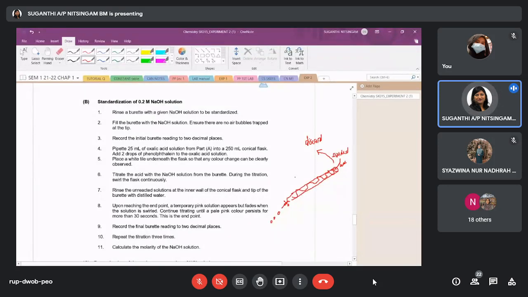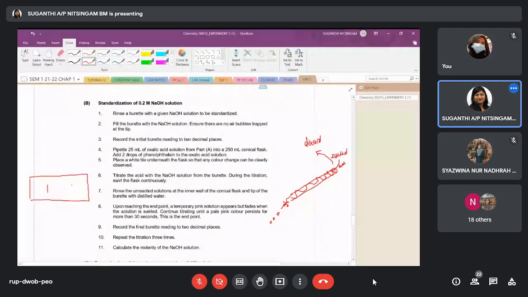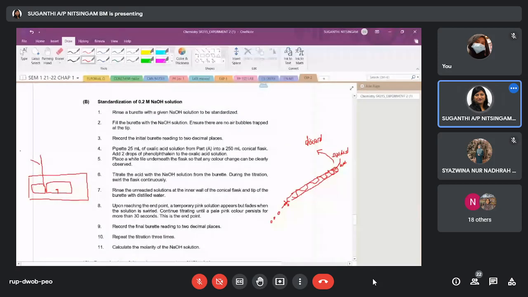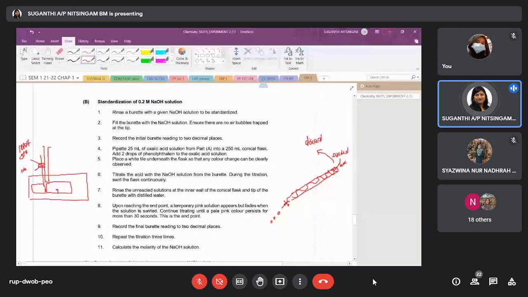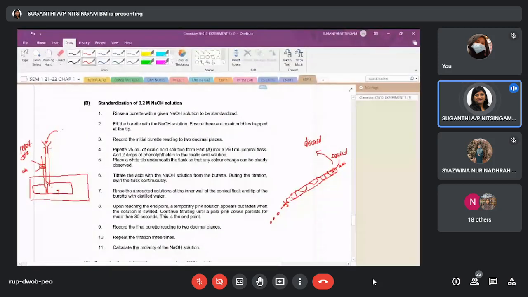So once you have rinsed, in the lab, any apparatus that we use, we have to wash it using distilled water. Okay? And then we will add in the NaOH. When you want to add NaOH, this is your lab table. Here there will be the sink. So what you will do is, you will use a retort stand. This is the retort stand. You will clamp. There is a clamp here. You can clamp the burette this way, so that it is in the sink. And then you use a filter funnel, and you will pour the NaOH in.